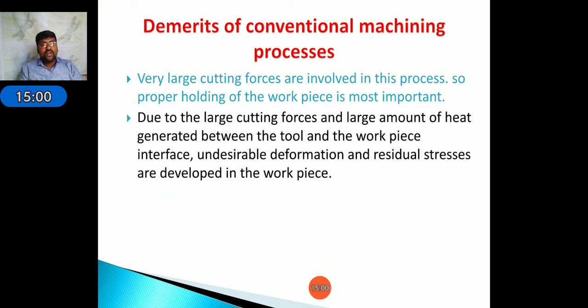Next, due to the large cutting forces and the large amount of heat generated at the tool and workpiece interface, undesirable deformation and residual stresses are developed in the workpiece. Due to the large cutting forces during the machining process, a large amount of stress, in terms of residual stresses, will be developed in the workpiece. It is a main defect, because more force acts on the workpiece.